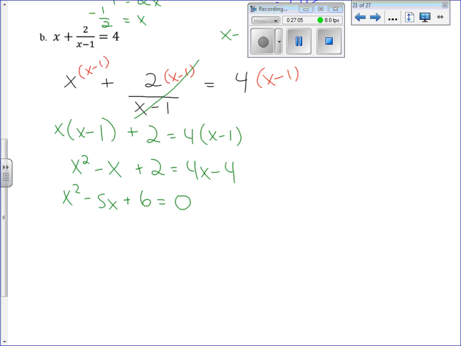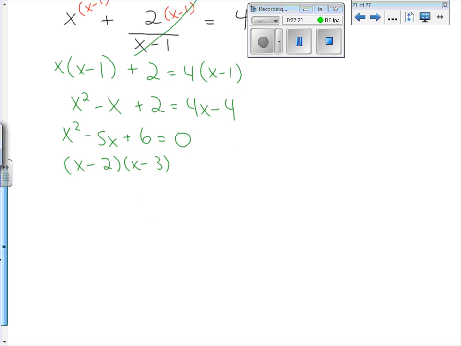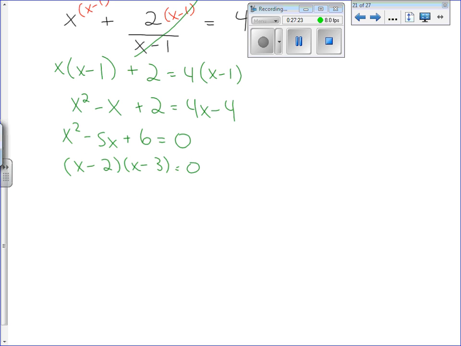What are my two numbers that will multiply to positive 6 and add to negative 5? Okay, x minus 2, x minus 3. Right, negative 2 times negative 3 is positive 6, negative 2 plus negative 3 is negative 5. So that means x minus 2 equals 0, so x equals 2, and x minus 3 equals 0, so x equals 3. The numbers that you get when you're factoring this are not your answers, they're your factors.